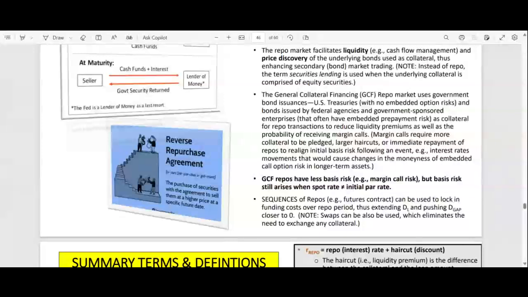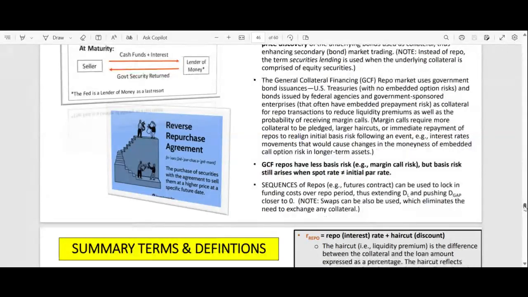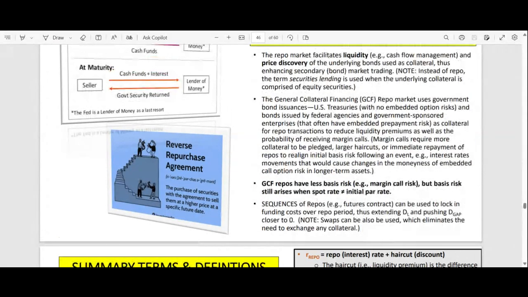Okay, great. So let's go back to my little slide here. This is good. You're forcing me to articulate and be very careful with how I'm saying things. Now, I can take a sequence of repos and lock in the funding costs over the repo period, and that can help close my gap.